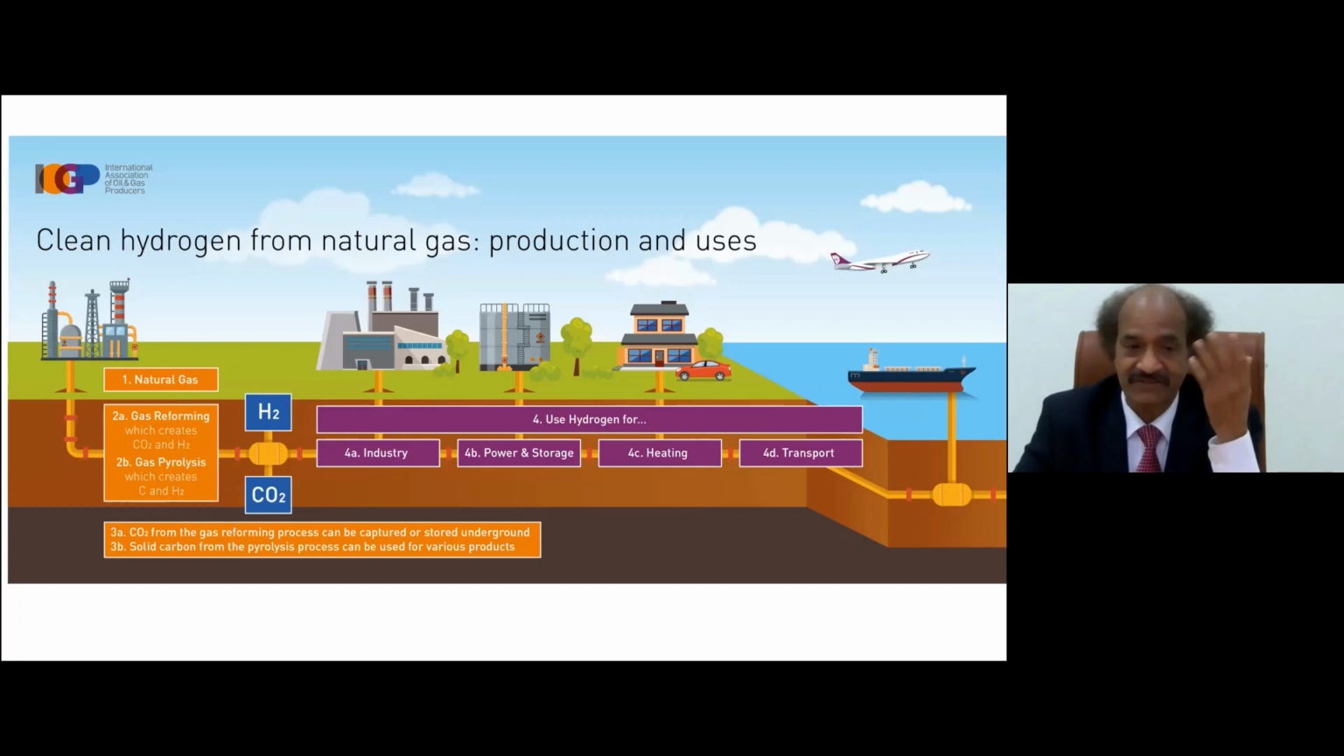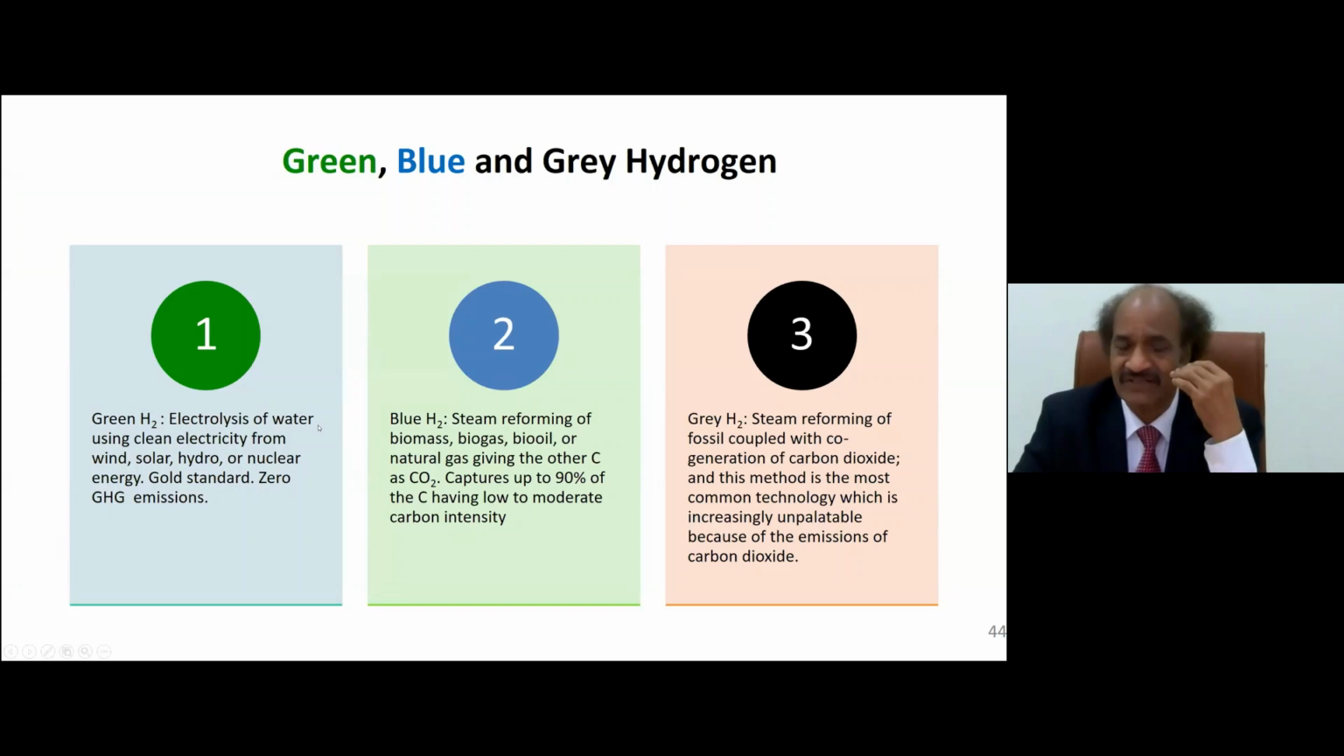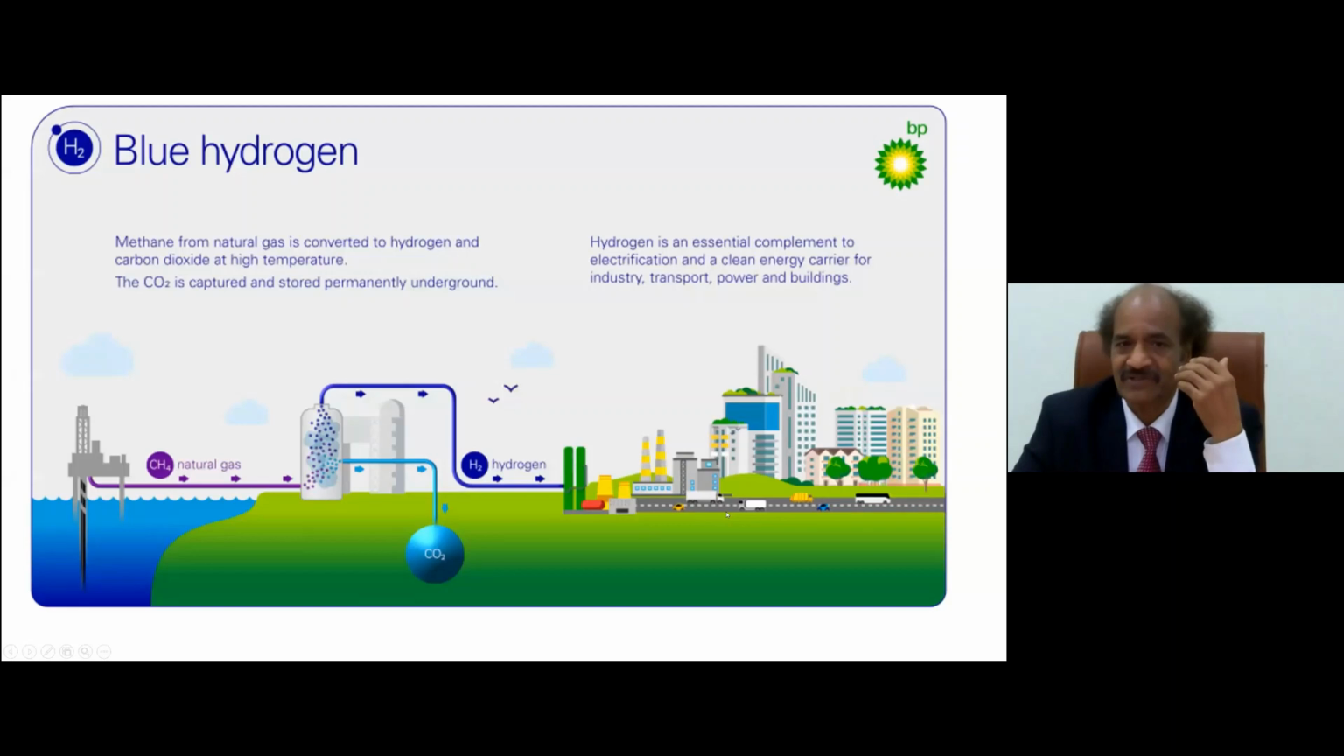So we have green hydrogen, where it is electrolysis of water, and this can come from many sources, including the thermochemical methods. And you have blue hydrogen, where you have steam reforming with carbon capture of up to 90%. And then the steam reforming of fossil fuels, that is gray hydrogen. In the blue hydrogen, many times the natural gas, which is mostly methane, can be converted to hydrogen and carbon dioxide is captured. That is what blue hydrogen is.